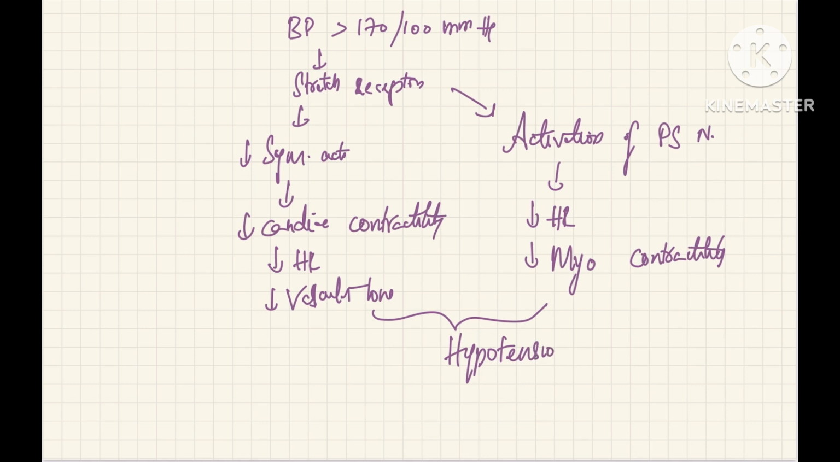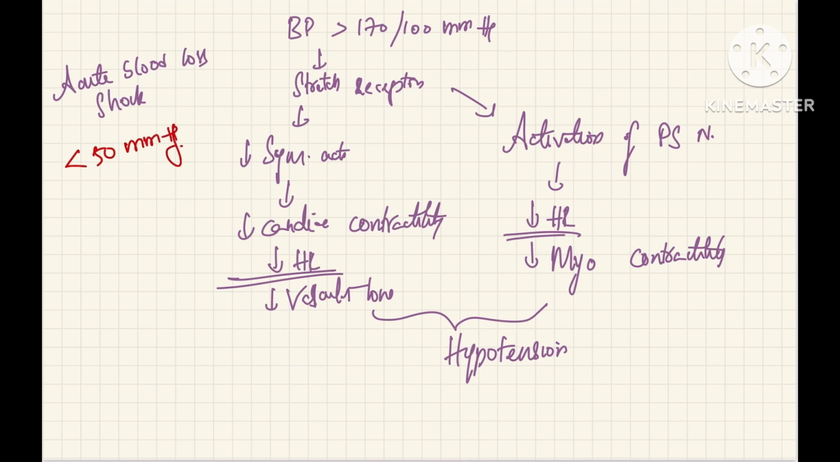You have to notice that there is maximum decrease in the heart rate because of decrease in the sympathetic activity and activation of parasympathetic activity. This plays a major role during acute blood loss and shock. And one more thing to remember is this reflex arc loses its functional capacity when BP is less than 50 millimeters of mercury.